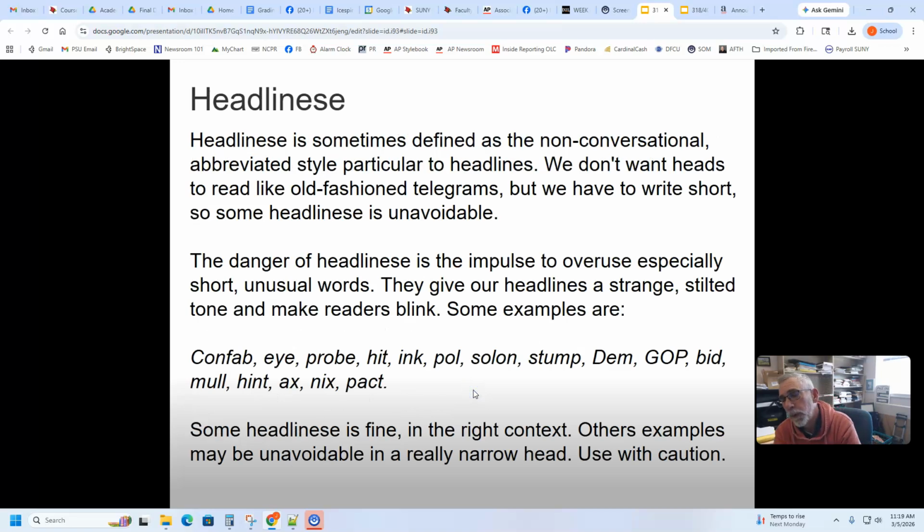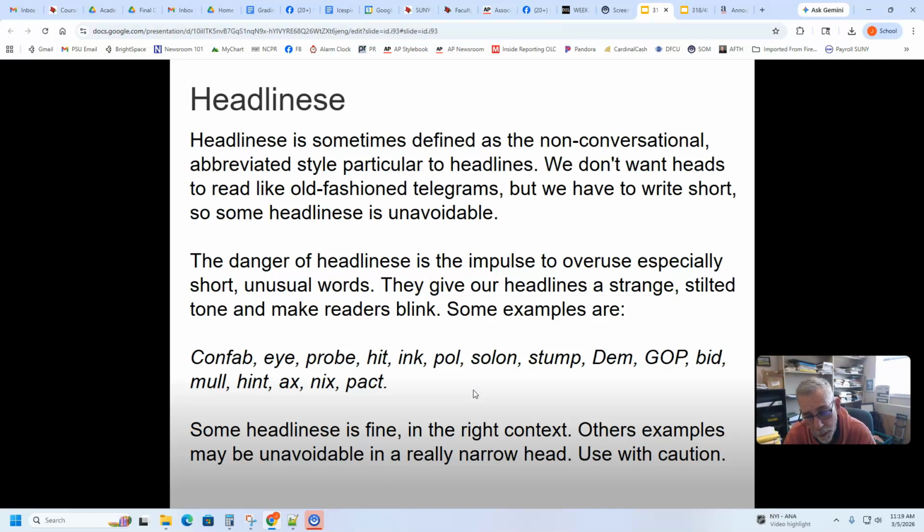Headlinese: these are words we want to avoid because they're just not real. They're real words, but they're not used in your actual speech. We still want headlines to be conversational, like everything else. We do use these words sometimes just because they are short. And this is also a problem with using lots of abbreviations and acronyms, which can turn a headline into alphabet soup, which you want to avoid too.